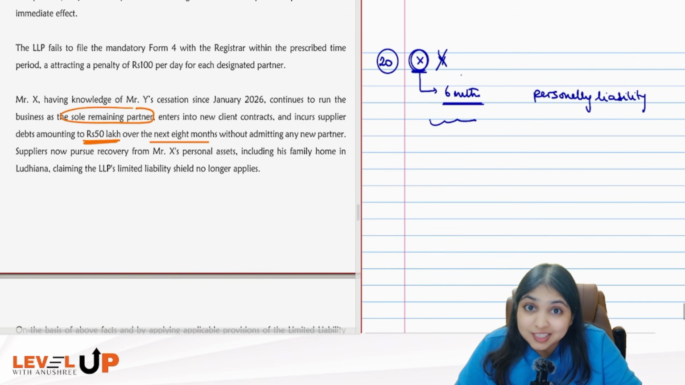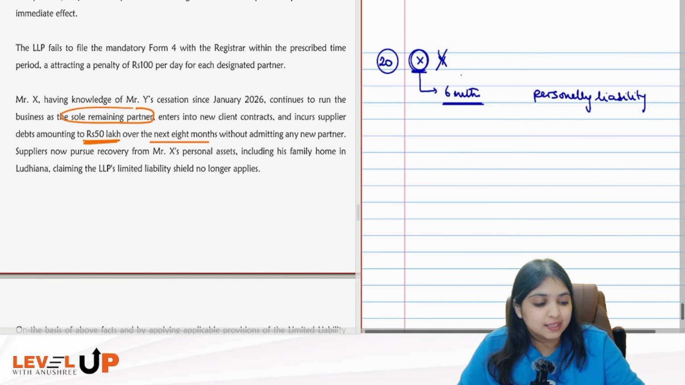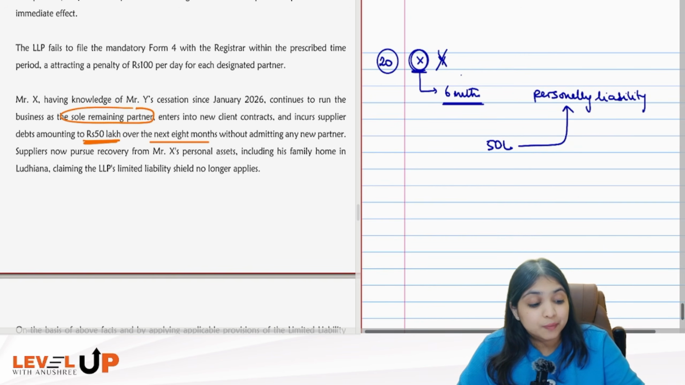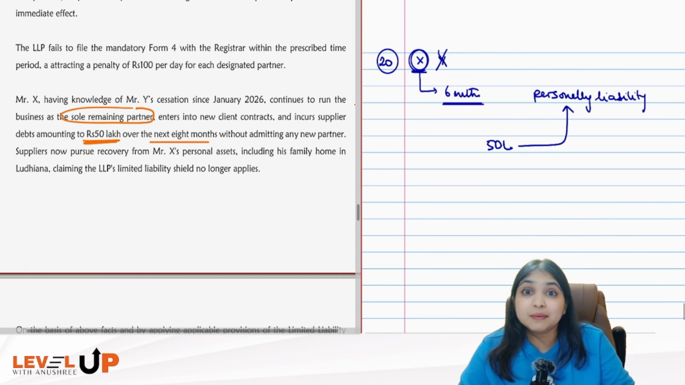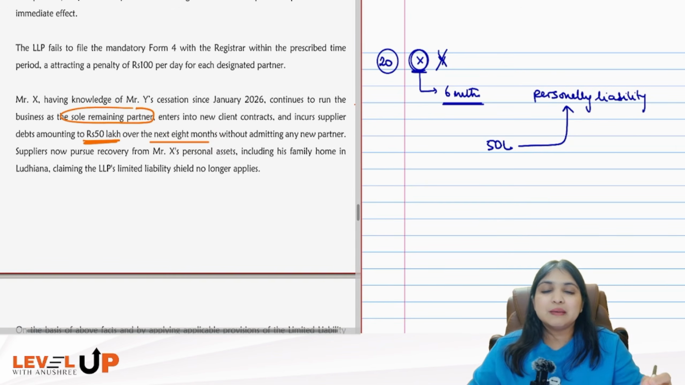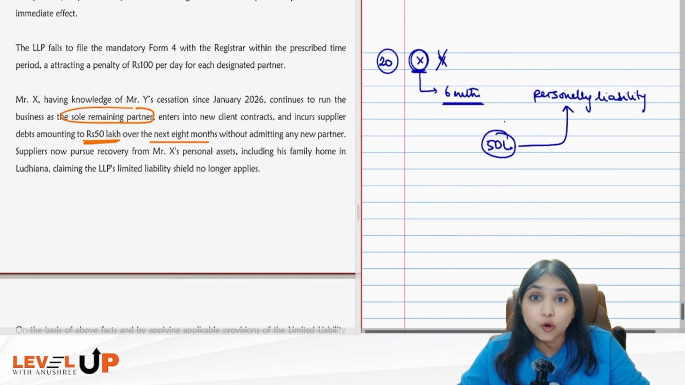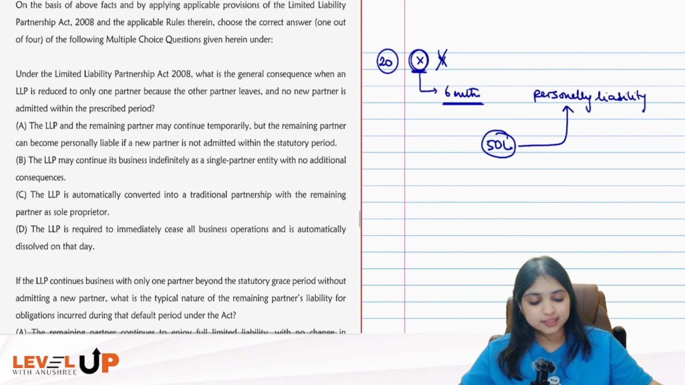So he is continuing in the LLP. It has been more than 6 months. He is still continuing in the LLP. He is incurring 50 lakhs debt. For this 50 lakhs debt, he will become personally liable. Why? Because it's been 8 months. It's been more than 6 months, but LLP is continuing with just one single partner. Now for this 50 lakh debt of the LLP, Mr. X will become personally liable. Now see what the question is saying.